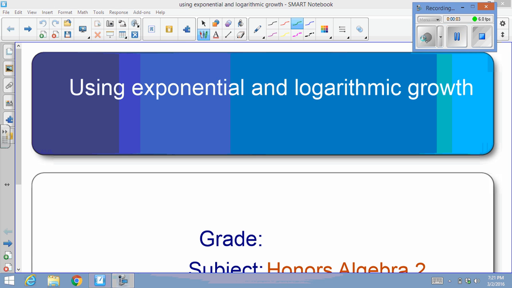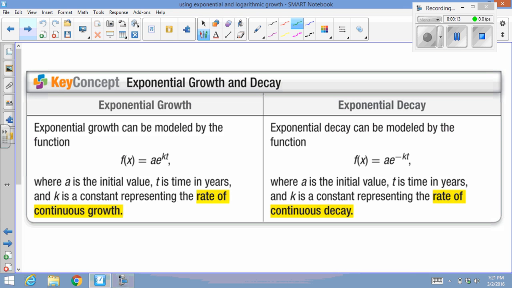Welcome back. Today we're talking about using exponential and logarithmic growth. So that means we're going to be using word problems the whole time. Very exciting. So let's get right to it. We're going to be talking about exponential growth and decay.